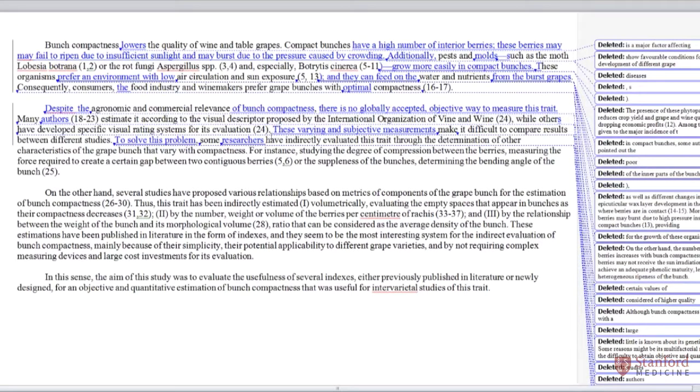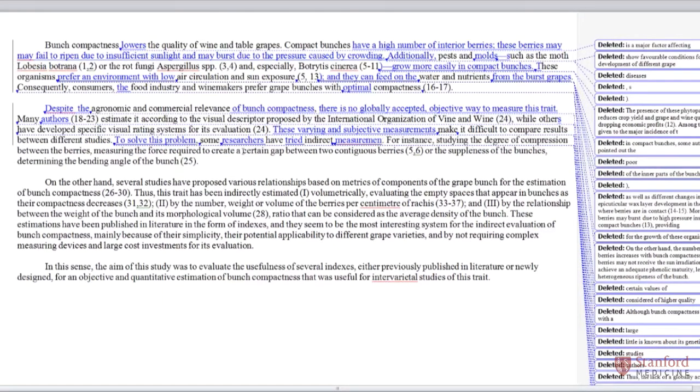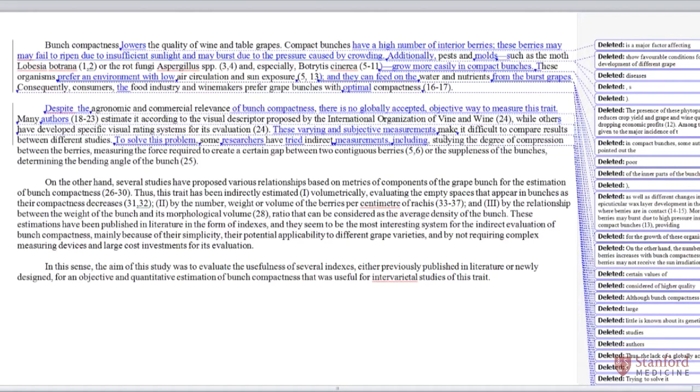Some researchers have indirectly evaluated this trait through the determination of other characteristics of the grape bunch that vary with compactness. I wondered if we could just say some researchers have tried indirect measurements, right? So the visualization is trying to measure it directly, but these other methods are trying to measure it indirectly. And then we can go right into those examples. So some researchers have tried indirect measurements, including, so let's just go right into what types of indirect measurements they've tried, including. I've set this up, indirect measurements, that's a noun, so now we're going to need a list of nouns.